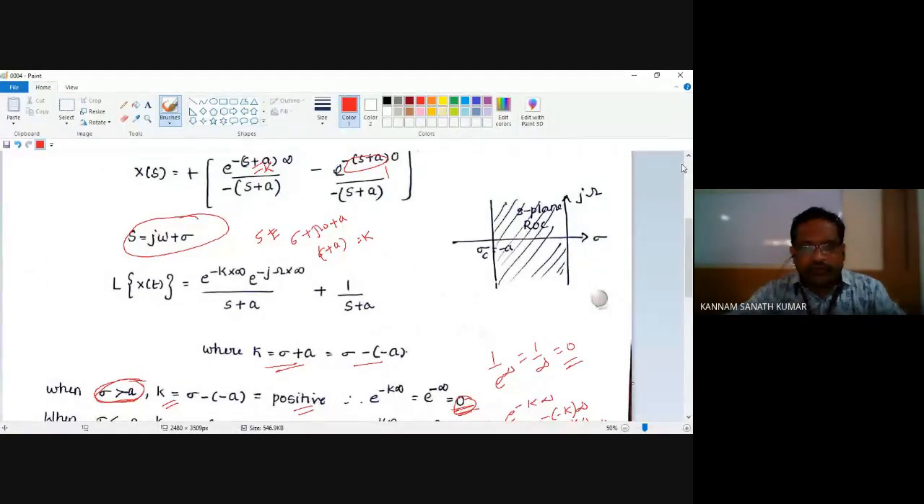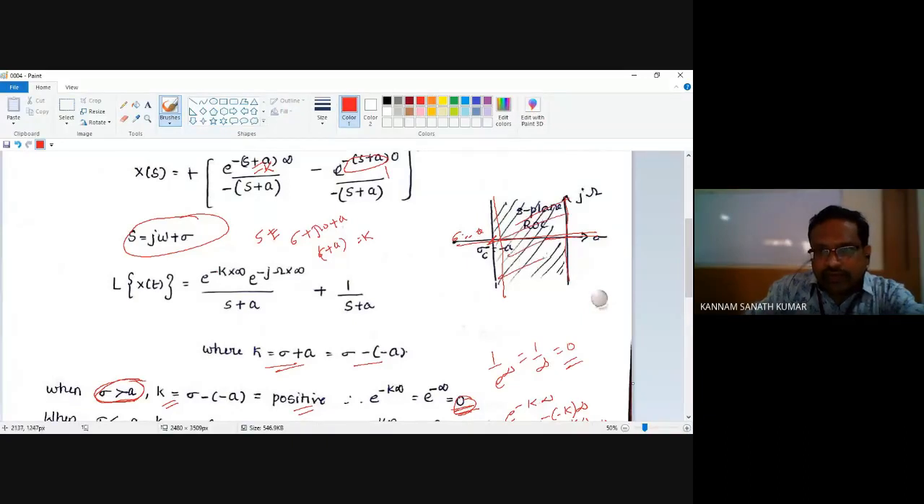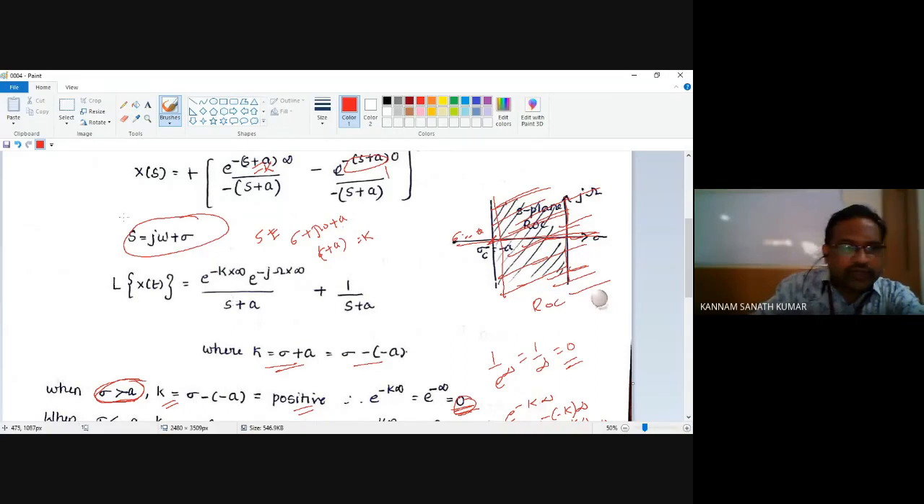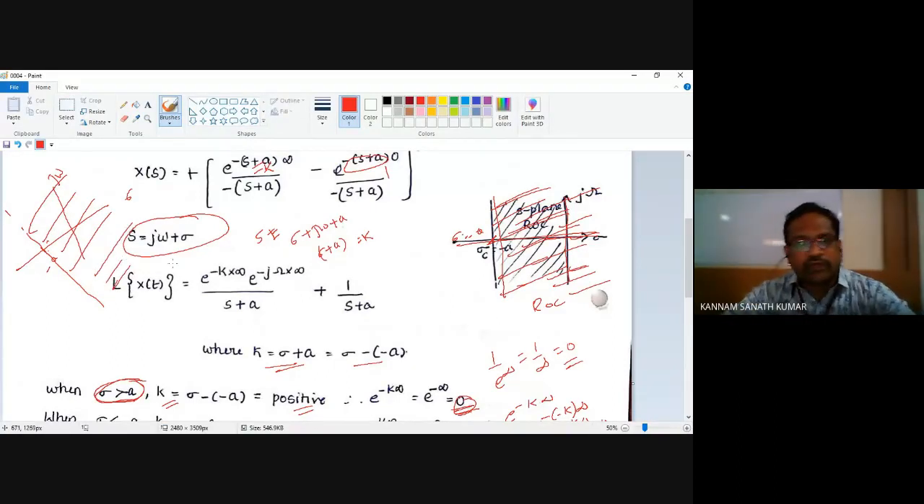So if you see the S plane, this is sigma and this is the j omega axis. This is minus a. So this is the S plane, and this is the point sigma equal to minus a. So ROC is what? ROC is towards the right half of the S plane. This is the whole thing of ROC, so you can draw this one. If you draw a line at minus a, the ROC is towards the right half of the S plane. Like this, you have to calculate the ROC.